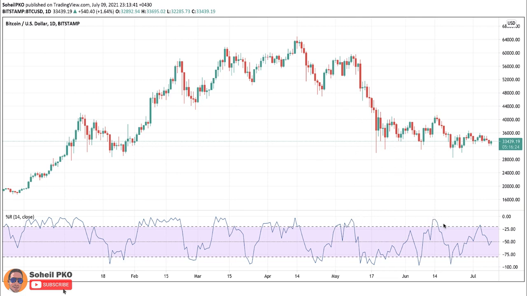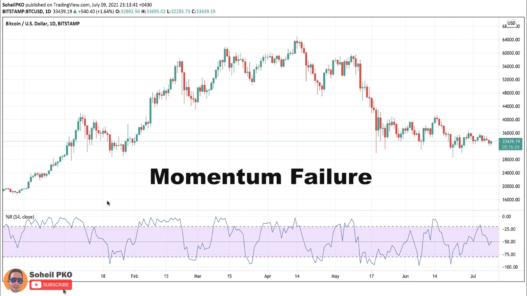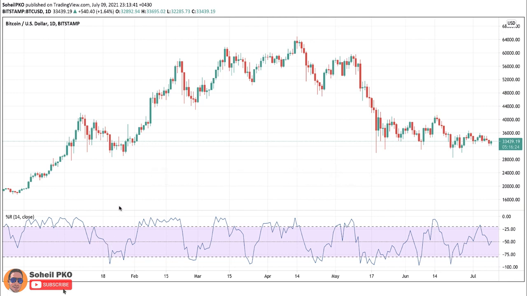Another trading signal that we can get from Williams R% is momentum failure, and this happens when the R% cannot move back to overbought or oversold territory. This indicates that we are encountering a change in momentum and there is a possibility of a change in the direction of the price.